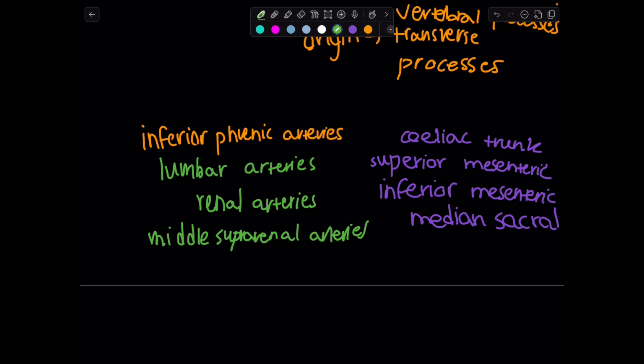These branches, especially the renal and middle suprarenal, are key for kidney and adrenal function, tying back to our earlier chats. Want me to focus on how these arteries interact with the kidneys?